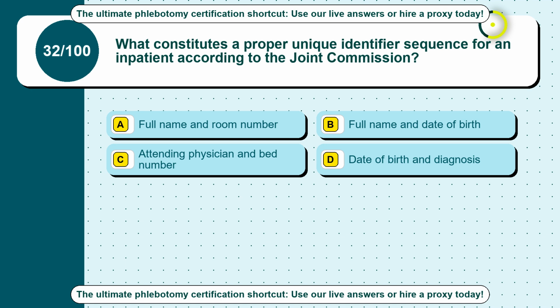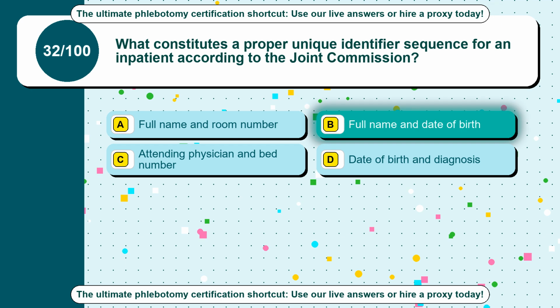Option A. Full name and room number. Option B. Full name and date of birth. Option C. Attending physician and bed number. Option D. Date of birth and diagnosis. The correct answer is option B. Full name and date of birth.